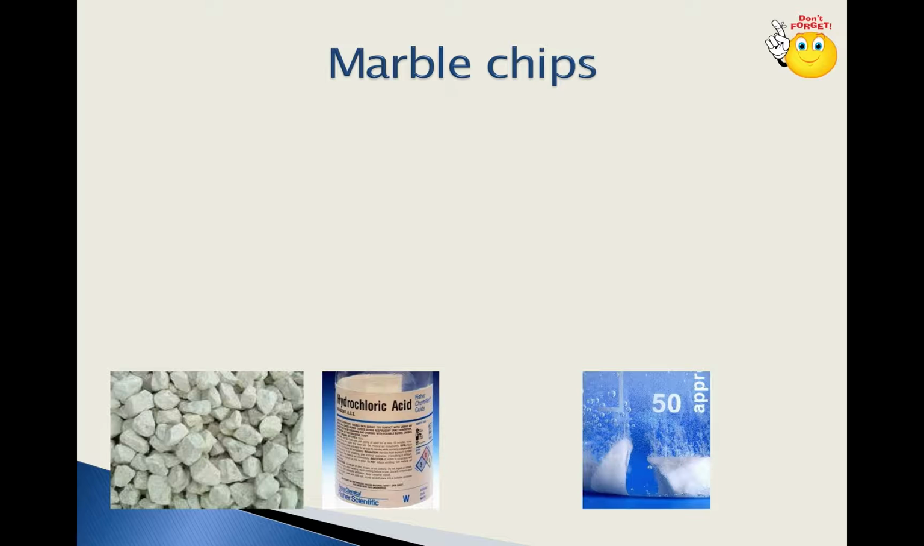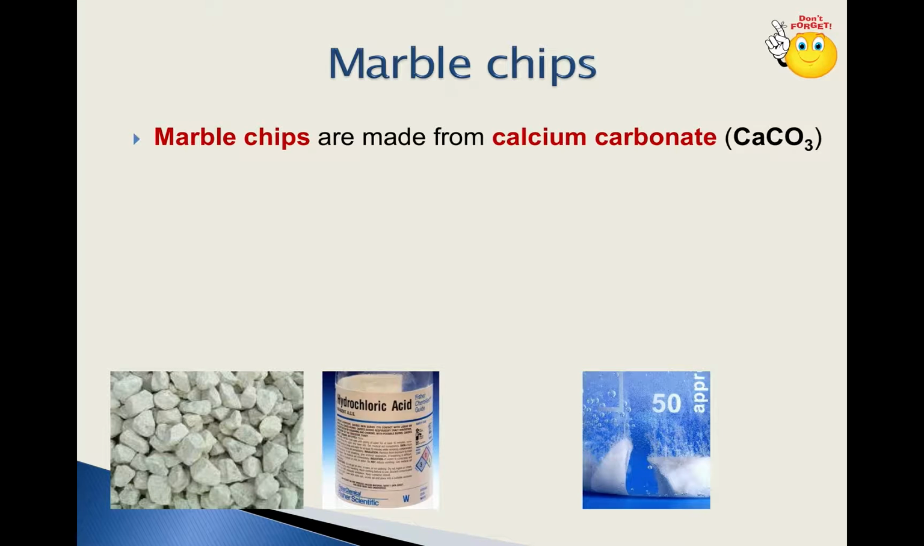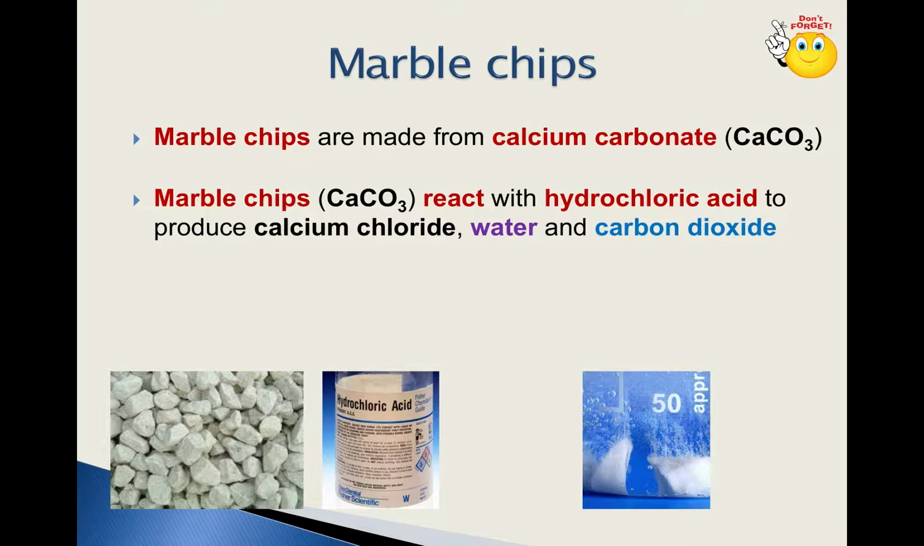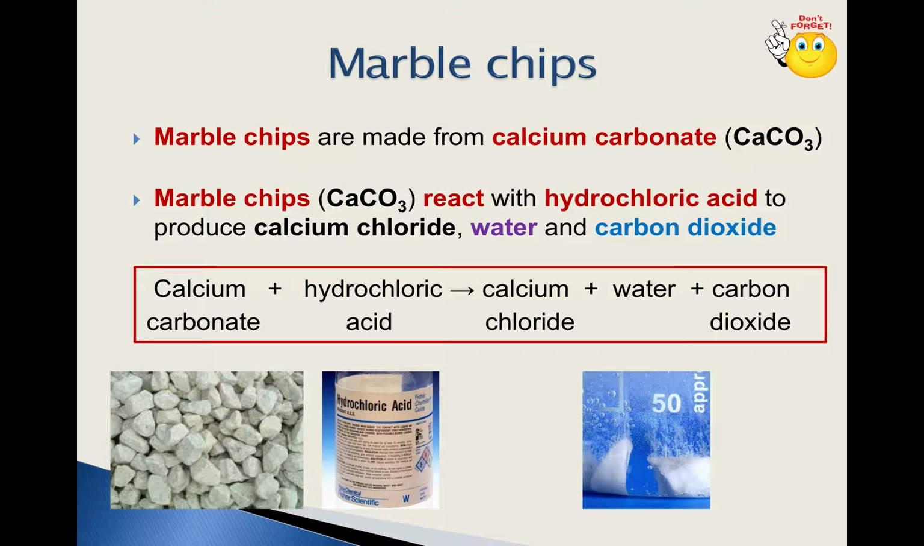Okay, let's look at a common type of reaction that you'll do in the laboratory and look at how we can collect one of the products of the reaction. So what we'll start by saying is that marble chips are made from calcium carbonate, which is CaCO3. I'm sure you've used marble chips before. Marble chips will react with acids and they'll produce a salt, water and carbon dioxide. When marble chips react with hydrochloric acid, the salt produced is calcium chloride, and they also produce water and carbon dioxide. So when calcium carbonate reacts with hydrochloric acid, calcium chloride, water and carbon dioxide are produced.